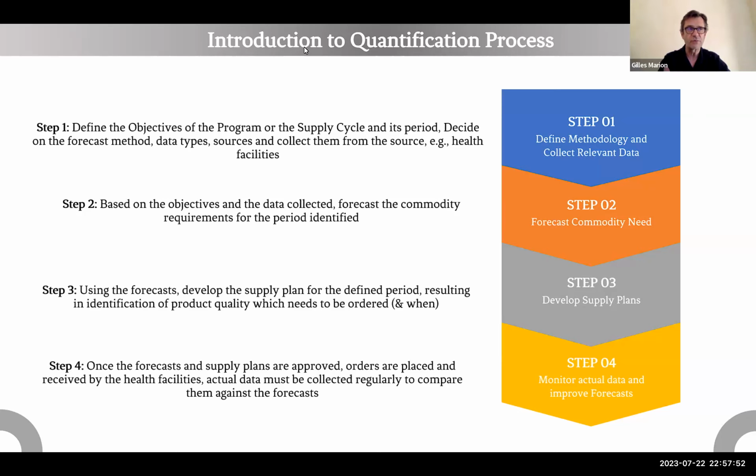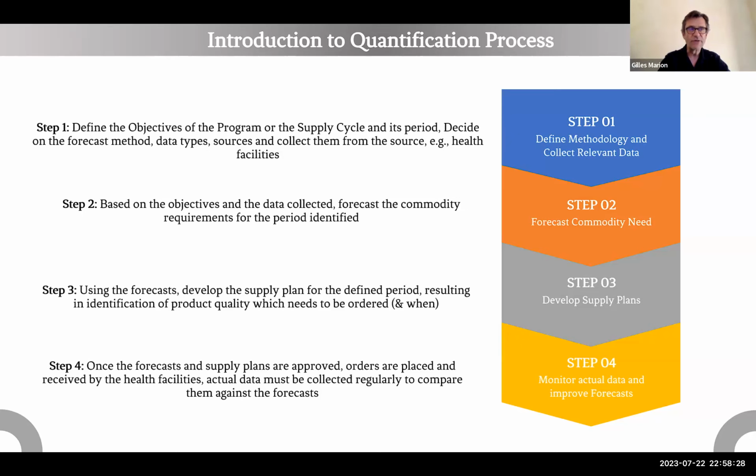And when we are involved in supply chain, the last thing we want is to be always behind, trying to catch up on information, trying to catch up on product need, trying to catch up on delivery. So step one is really this element of understanding the context, defining the methodology and making sure that we know where we can access the relevant data. Step two is going to be the forecast itself, based on the objective, based on the information we have, how do we forecast the future needs?